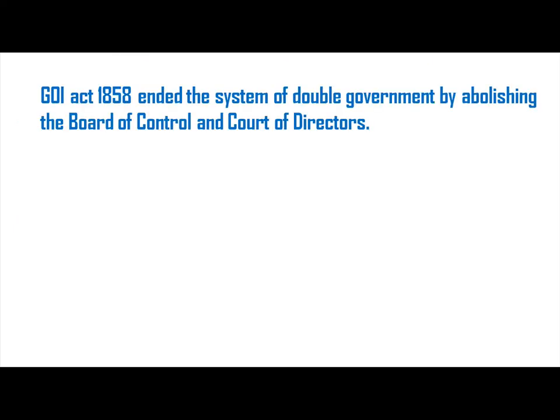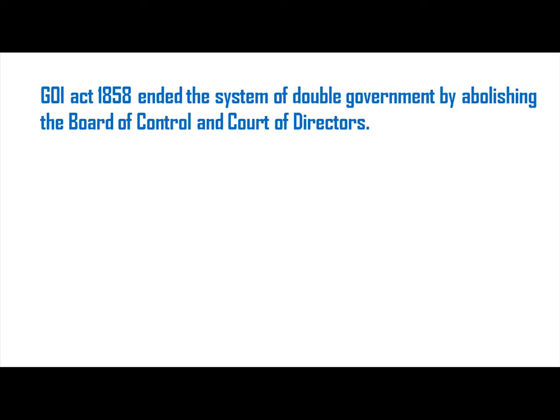Coming to the second point here, this Government of India Act 1858 ended the system of double government. So if you remember, when we were talking about the East India Company rule, there we discussed the Board of Control and Court of Directors. The Board of Control looked after the administrative purpose. Similarly, the Court of Directors looked after the commercial activities. We have discussed all these points in the previous videos.